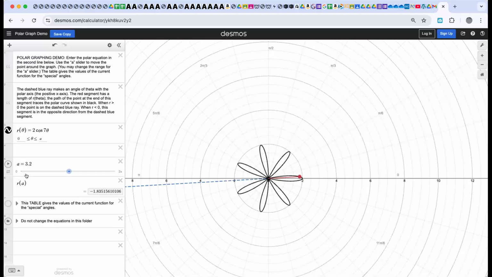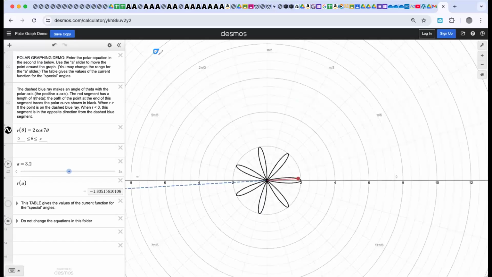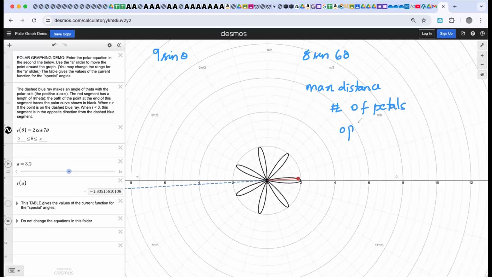9 sine theta, 8 sine 6 theta. Now, I would really like you to find the max distance from the pole and the number of petals. What did I ask you then? Whether it opens up or down or left or right. Then what else? Cycle. Can we try for each of those?